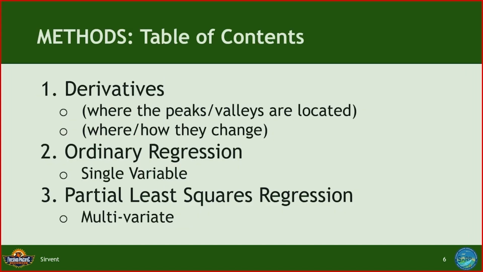Being a methods analysis, we're going to look over 3 different methods that we can use. The first one is derivatives, which is going to tell us how the peaks and valleys of spectra affect pigment concentration. And ordinary regression and partial least squares regression are the other 2 methods, and they do very similar things in comparing magnitude, but partial least squares regression is multivariate.